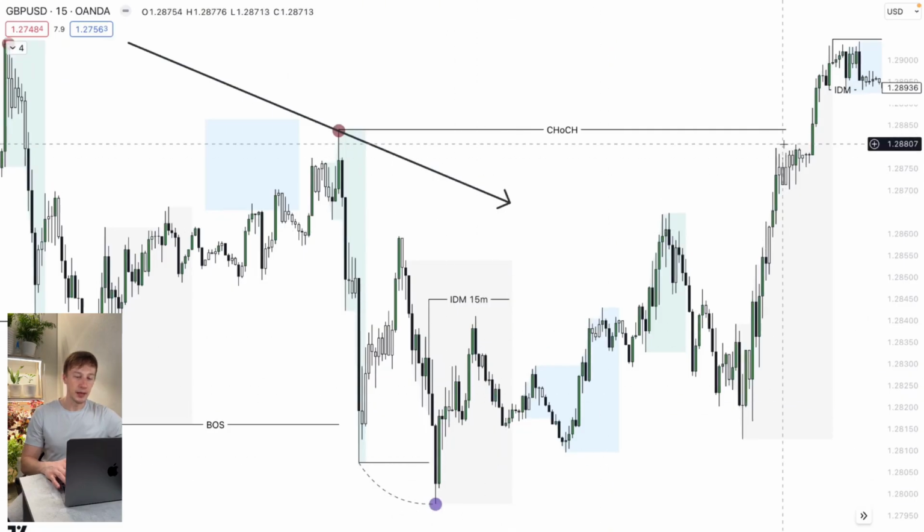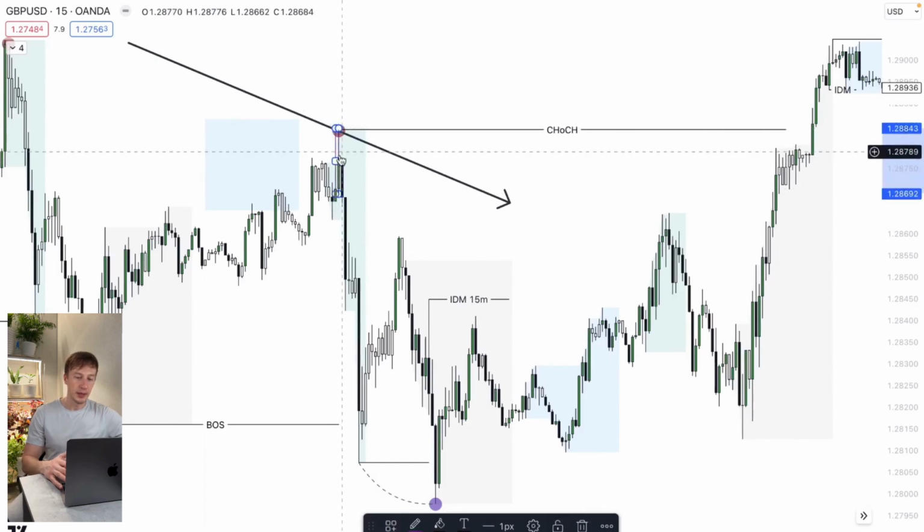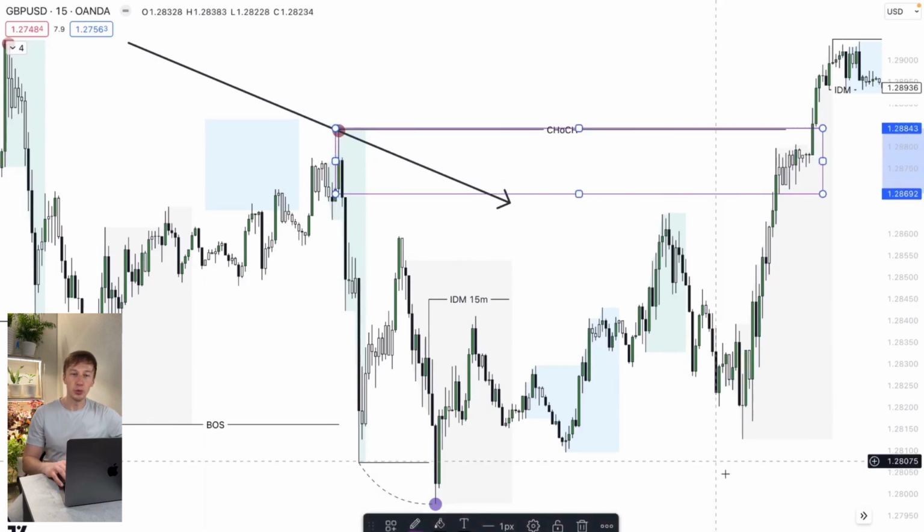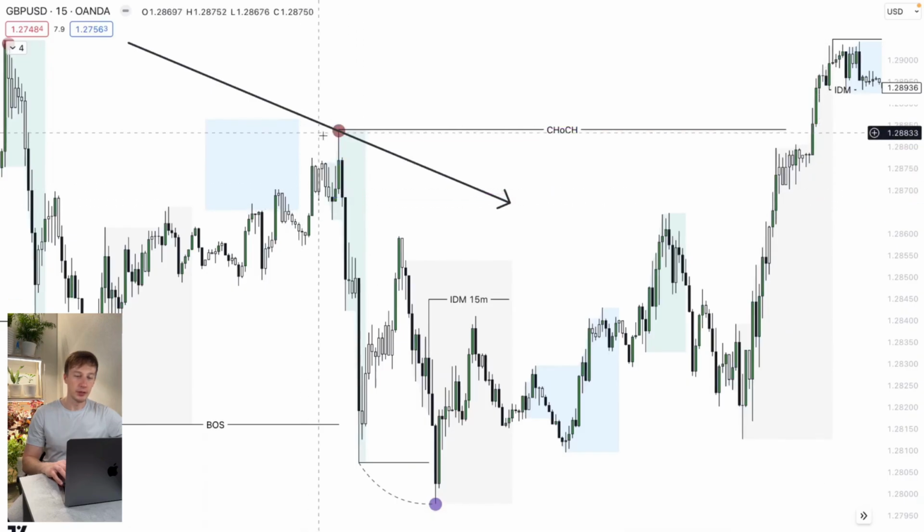This is how BOS and CHoCH are identified in practice. With a bit of practice, you'll start to see this automatically. The main thing is, this will help you trade with the trend and avoid unnecessary stop losses.